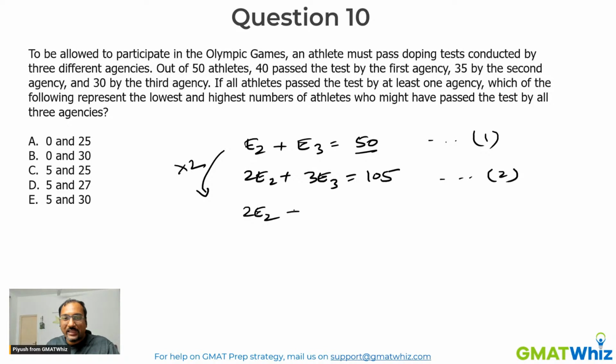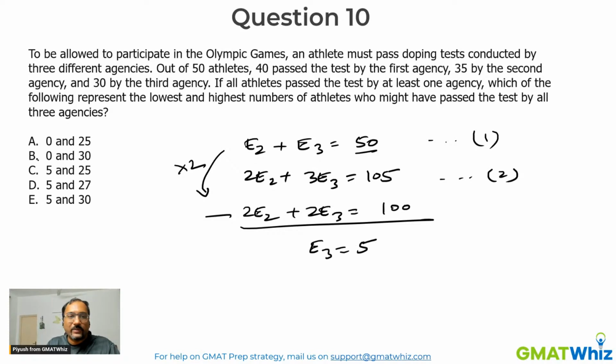Okay, so what I get is this is 100, and I subtract both of them, then I get E3 as 5. And that's what my answer is. That's what my lowest value possible is. Okay, guys. So that's how you can minimize E3.